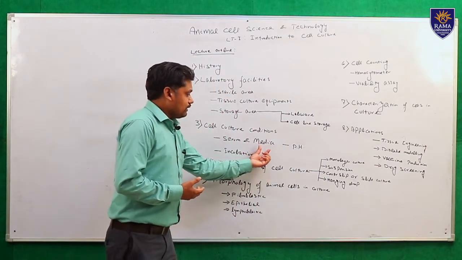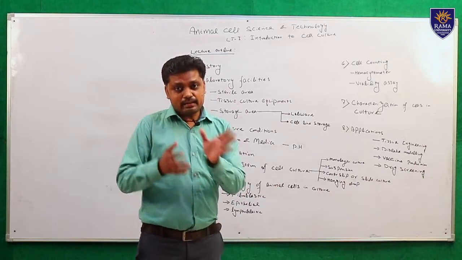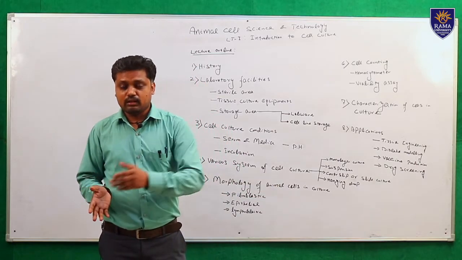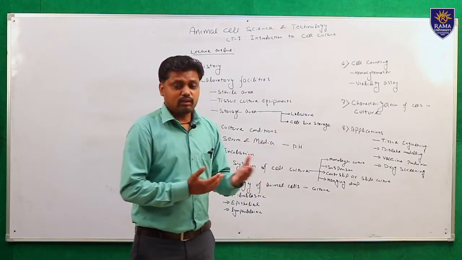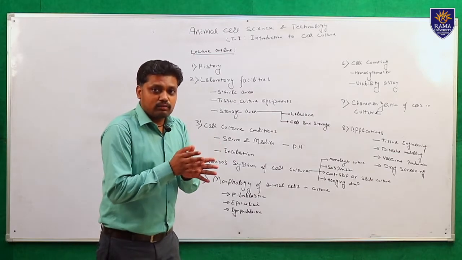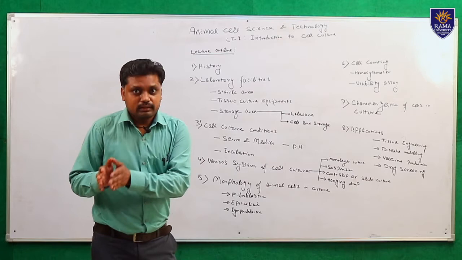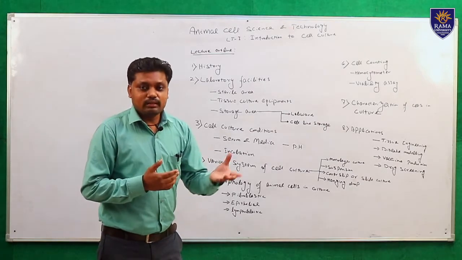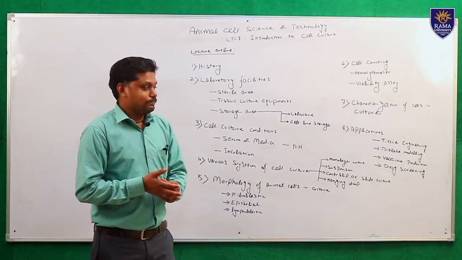Media can further be categorized into 2 types: natural media and synthetic or artificial media. Now let's discuss natural media first. What is natural media? Natural media is the one isolated from biological fluids which occur naturally. Examples are serum, calf serum, bovine serum, fetal serum.